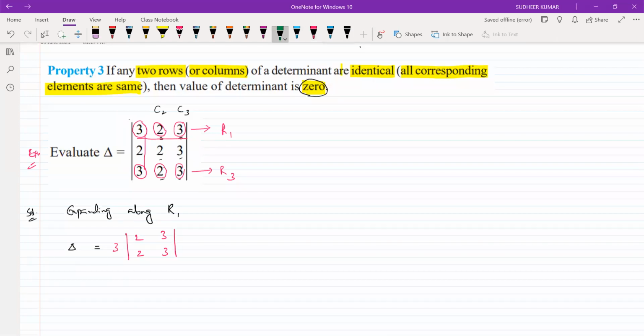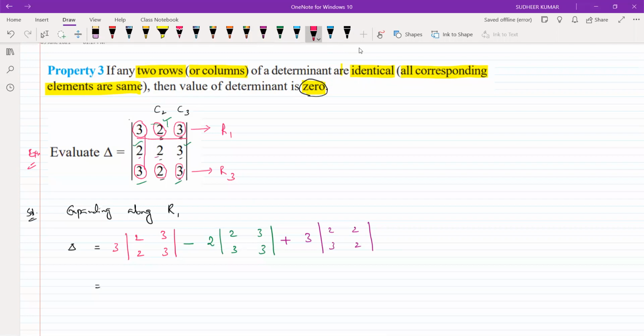Next, minus 2, the second element is 2, into the determinant after deleting this row and column: 2, 3, 3, 3. Next, plus 3, the element is 3. Delete this row and column along 3. The remaining values are 2, 2, 3, 2. So find the answer. Now simplify this.